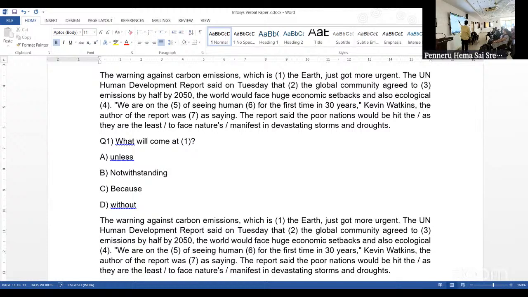The warning against carbon emissions, which is dash the earth. Which is unless the earth. Do we say that? Do we say which is unless the earth? Unless and without, it doesn't fit in the sentence, right? Do you say which is without the earth? Which is notwithstanding the earth. Notwithstanding is nothing but in spite of. Unless is nothing but if not. That is the meaning of unless and notwithstanding.